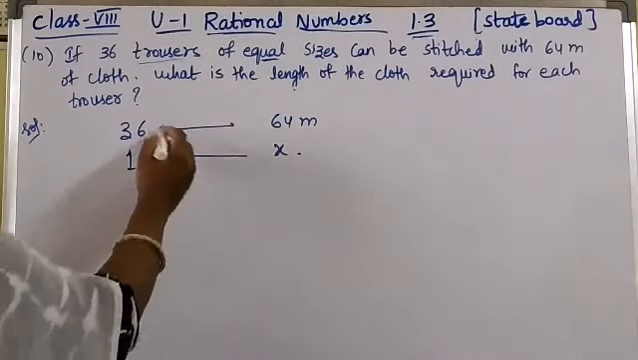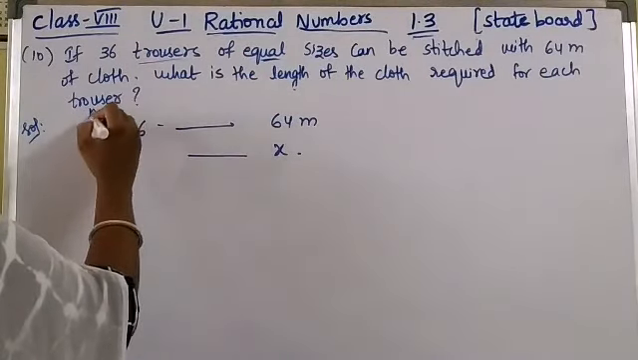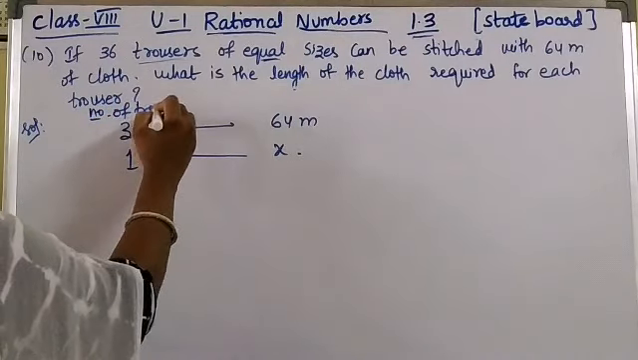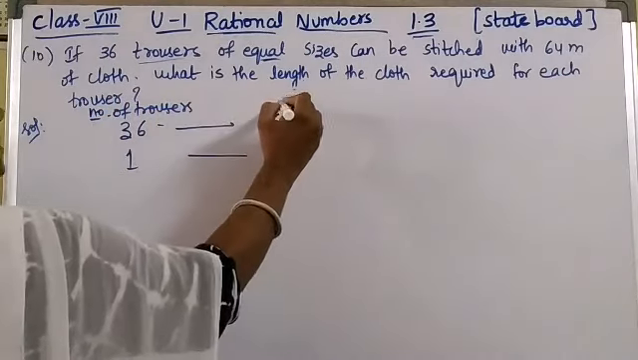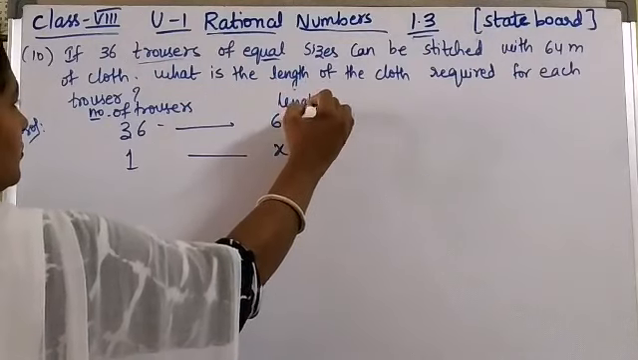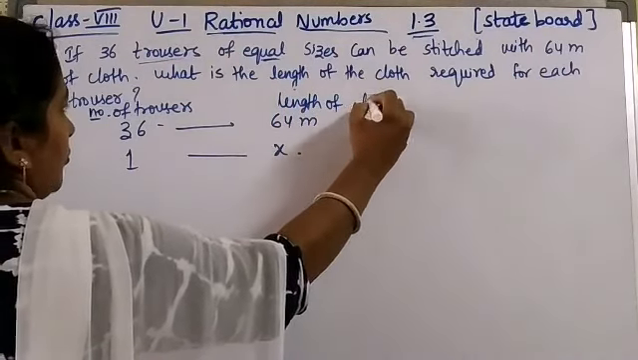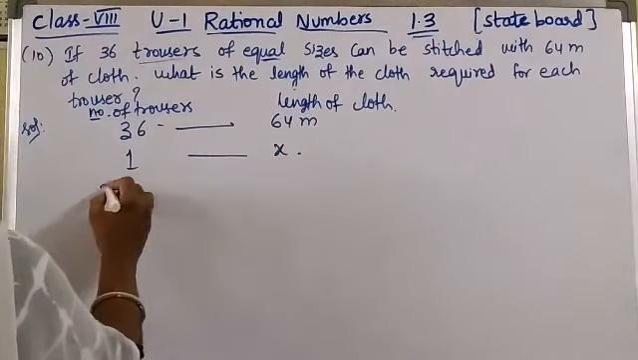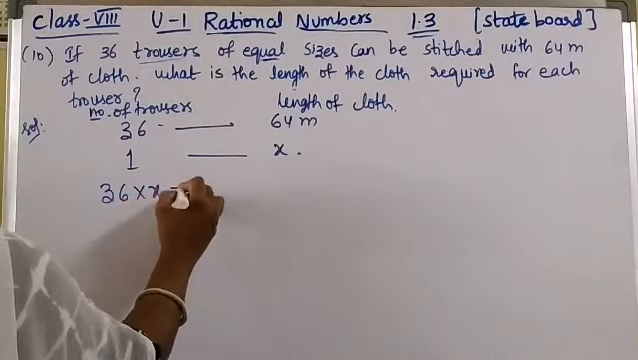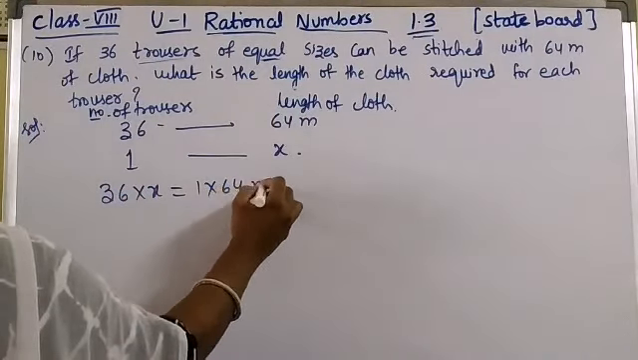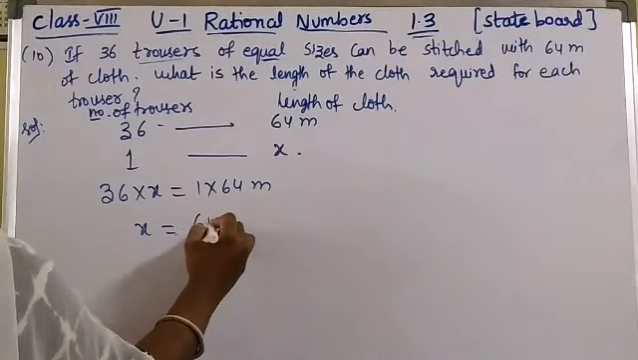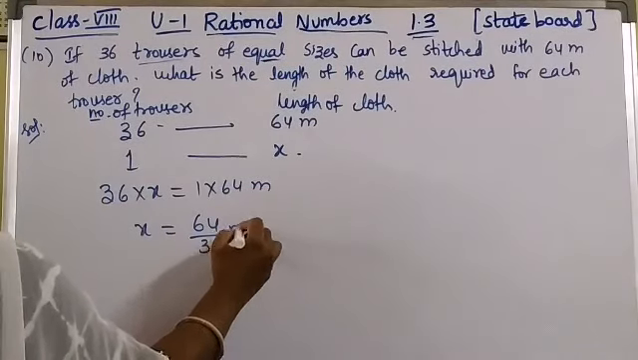Okay. Now here this is number of trousers and this is length of cloth. So cross multiplication when you do, 36 into x equal to 1 into 64 meters. So what is x here? 64 by 36 meters. Okay.